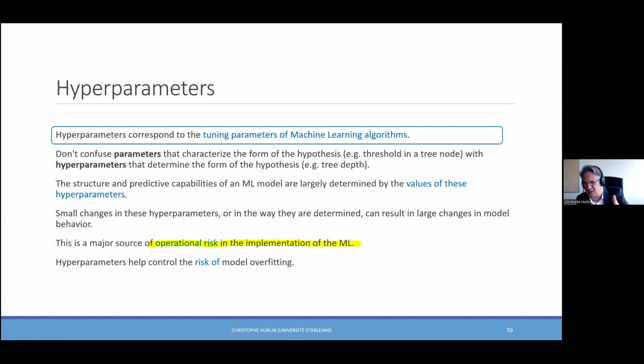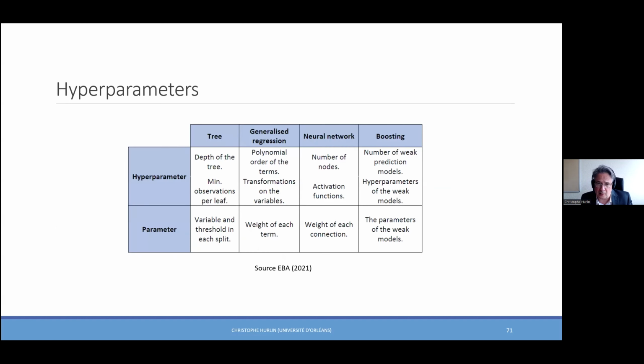But in general, it is easy to understand that there is a problem when you have a model which is not sufficiently complex. But it's more difficult to understand that you have an overfitting issue. And so the hyperparameters help to control the risk of model overfitting.